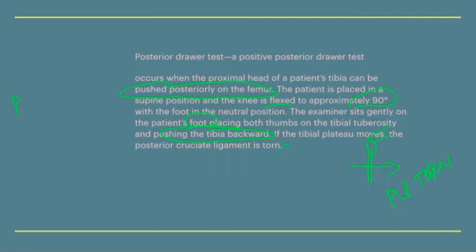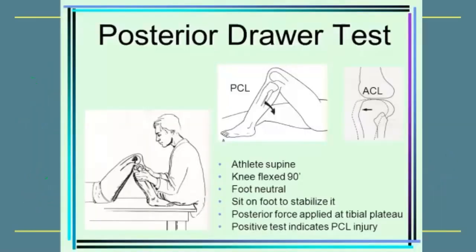That is ACL and PCL tears. They may be sprained, they may be partial, they may be full thickness tears, and in order to know them, you have to do the anterior draw test and the posterior draw test, right? This is the posterior draw test. Okay, PCL.